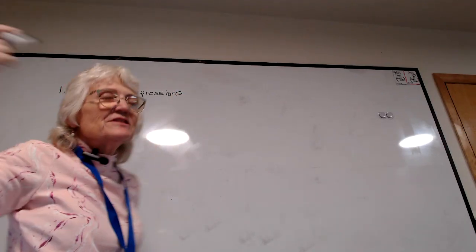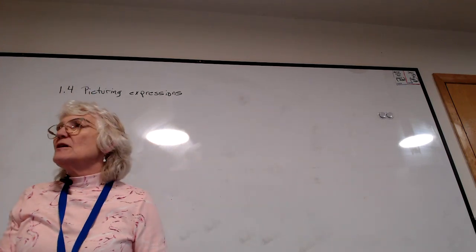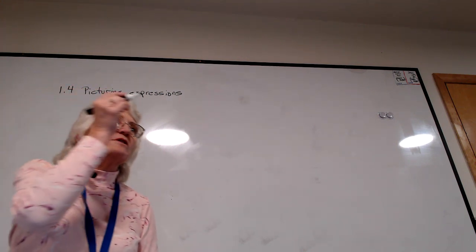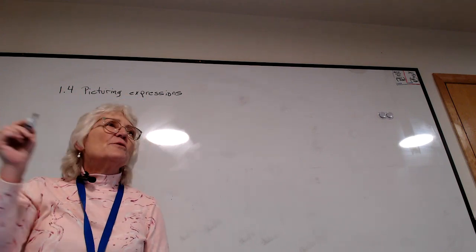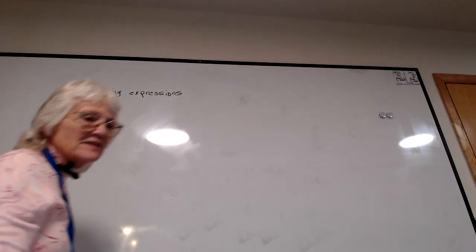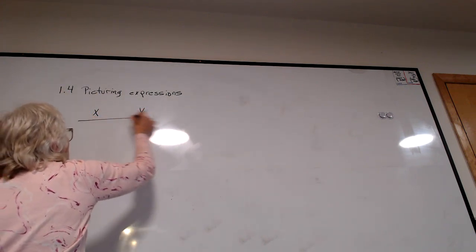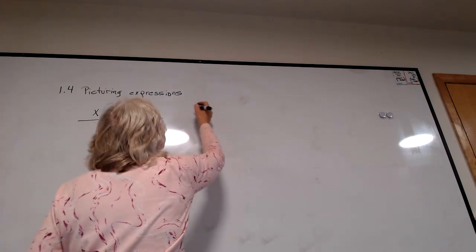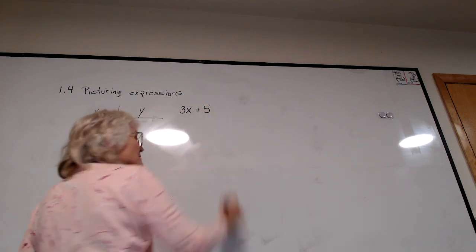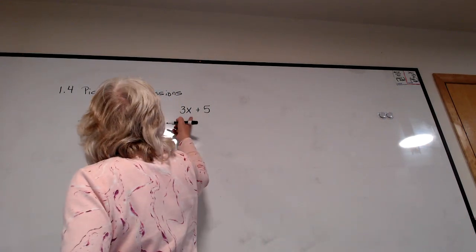Basically what you're doing, an expression doesn't have an equal sign, but remember if I put different values in for the variable, I will get different answers. And so then we can graph those answers, because you put the variable you input and the answer that you got with that. So if we're looking at an expression, let's say we have x and y, okay, our expression is that you take 3x and you add 5 to it. Okay, that's our expression. Every time I put a value of x in, I'm going to do this.